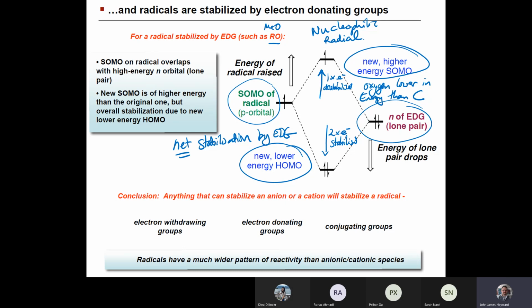So depending on whether we stabilize an electron by electron donating or electron withdrawing groups, we can have a very different effect. But the really important thing is that anything that can stabilize an anion or a cation will stabilize a radical. It changes the nature of the radical. It either makes it electron donating or electron withdrawing. It either makes it nucleophilic or electrophilic, but it still stabilizes the radical in both cases. Radicals will be stabilized by pretty much anything if they can be. The trick is just trying to understand what that stabilization does to the radical.